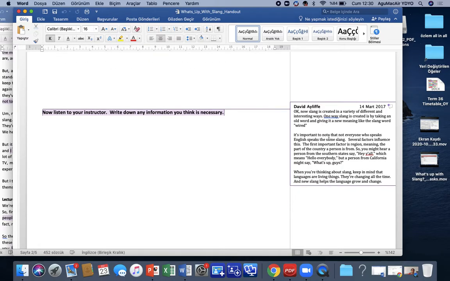It's important to note that not everyone speaks the same slang. Who speaks English speaks the same slang? So you can write everyone. Not everyone speaks the same slang, right? Several factors influence this. You can say there are several factors or several factors. Maybe you can put an arrow here. The first important factor is, you can use the number as it is, like first, is region, meaning the part of the country a person is from. So this is the first factor.